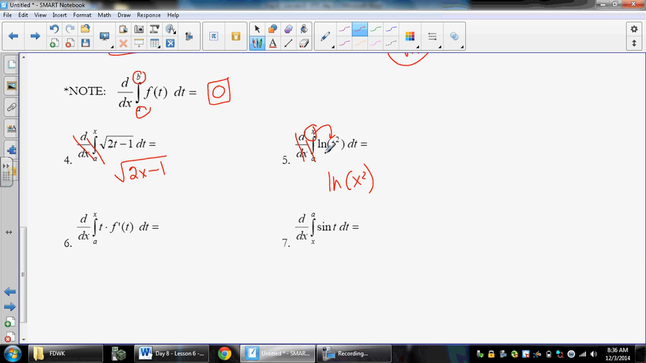I don't care what's happening. The derivative and the integral cancel. The x jumps down in, x times f prime of x. Whatever it is, it gets replaced with x.